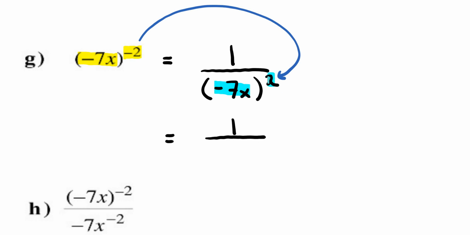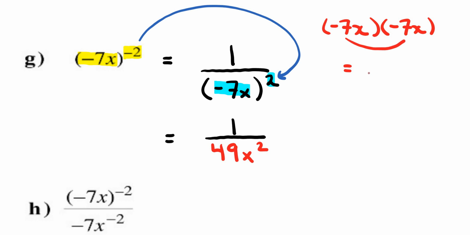So that's -7x times -7x, which is +49x squared. Okay, so basically we're just doing this calculation here, which is -7 times -7 is 49, and x times x is x squared. Okay, so 1 over 49x to the power 2.